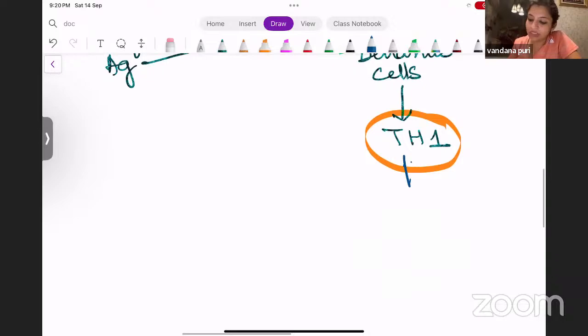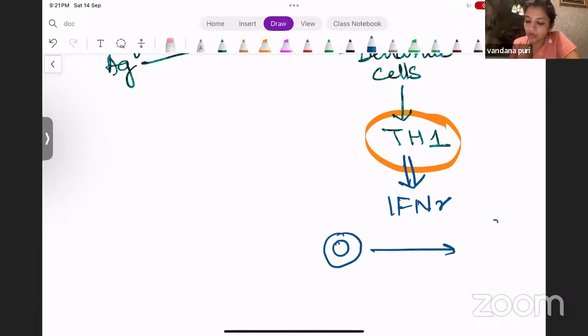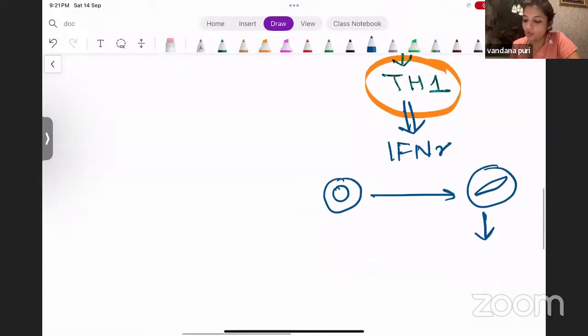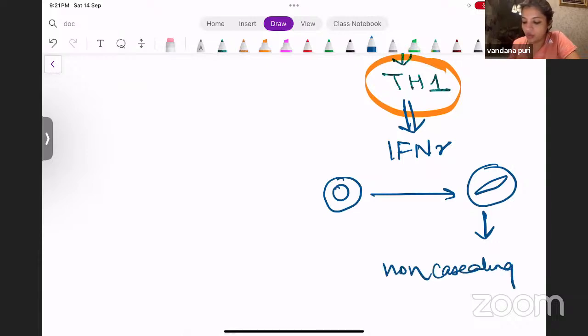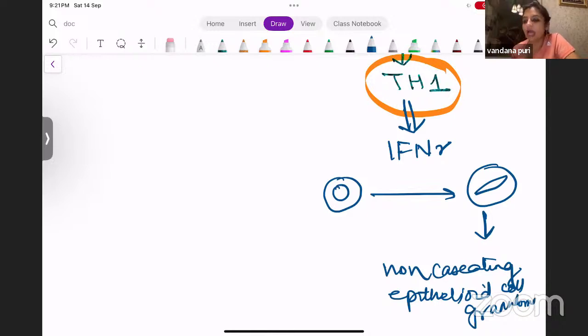These T helper 1 cells immediately release interferon gamma. This interferon gamma will change the macrophages into epithelioid cells. And these epithelioid cells will form a granuloma. So a non-caseating epithelioid cell granuloma will be formed here. So granuloma is formed in Crohn's disease, and this is the hallmark of Crohn's disease.